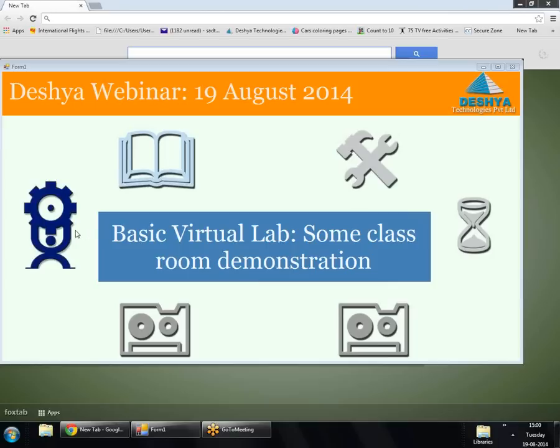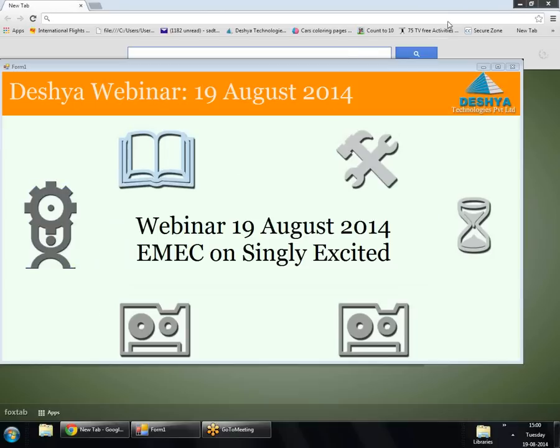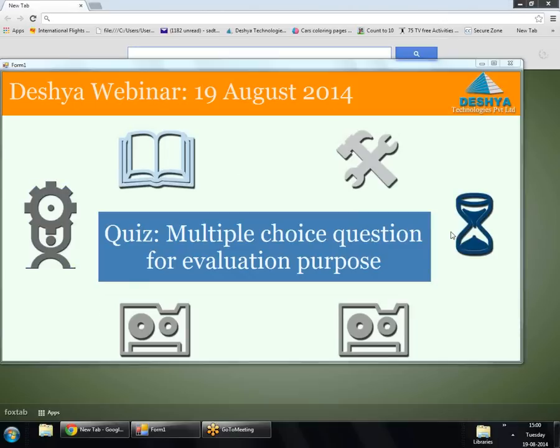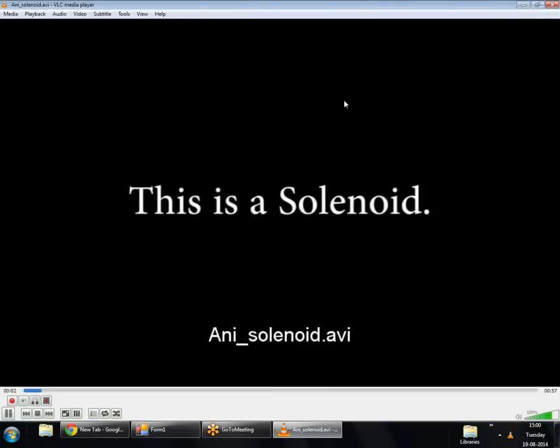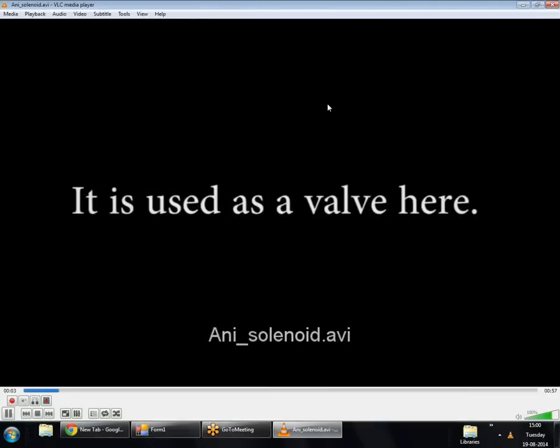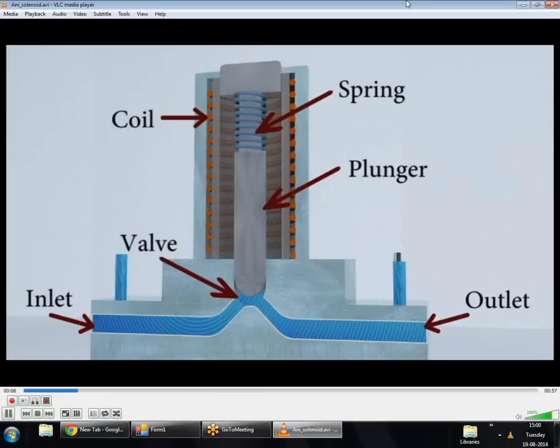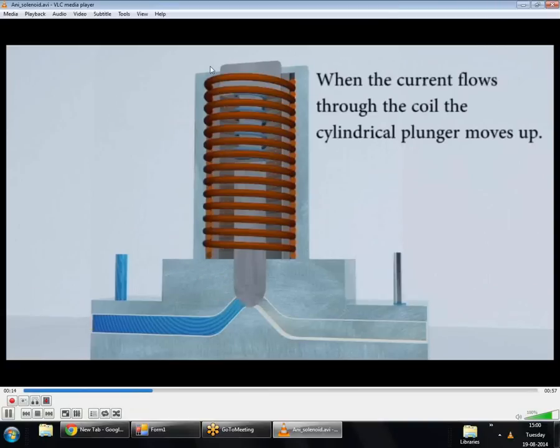And before we go deeper into that, I would like to show you some of the very basic applications of singly excited electromechanical energy conversion systems. So the first system that we see here in our animation is a kind of solenoid valve.